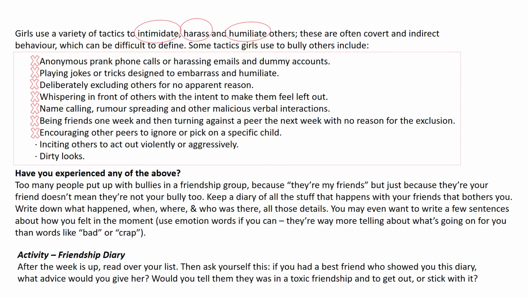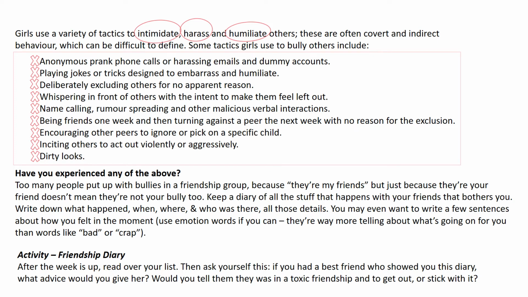Encouraging other peers to ignore or pick on a specific child. And inciting others to act out violently or aggressively. And also, the dirty looks. I can imagine you've experienced at least one of the above.